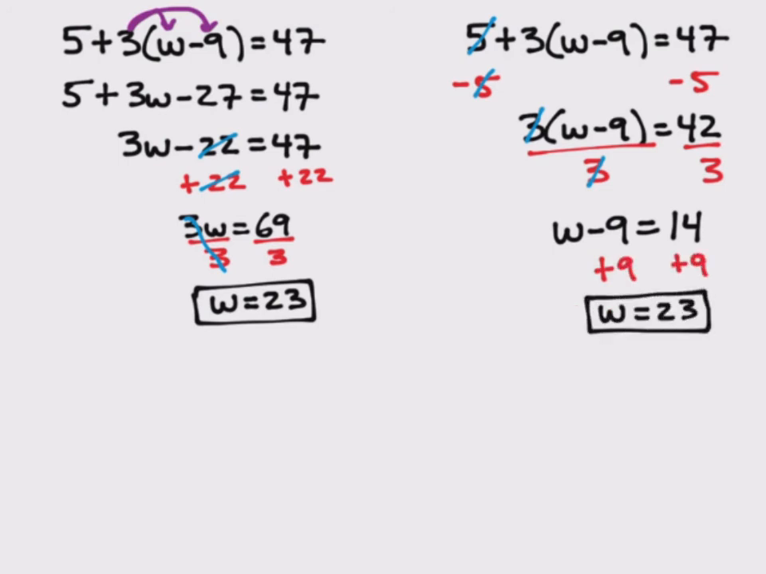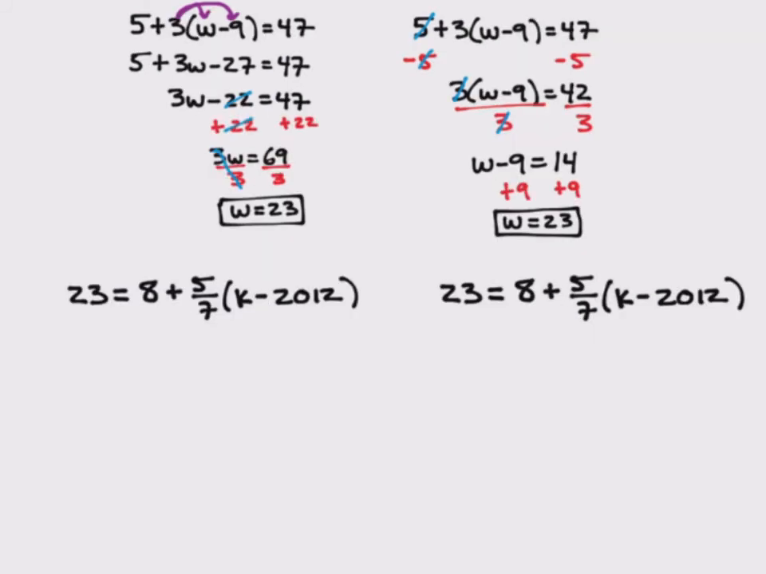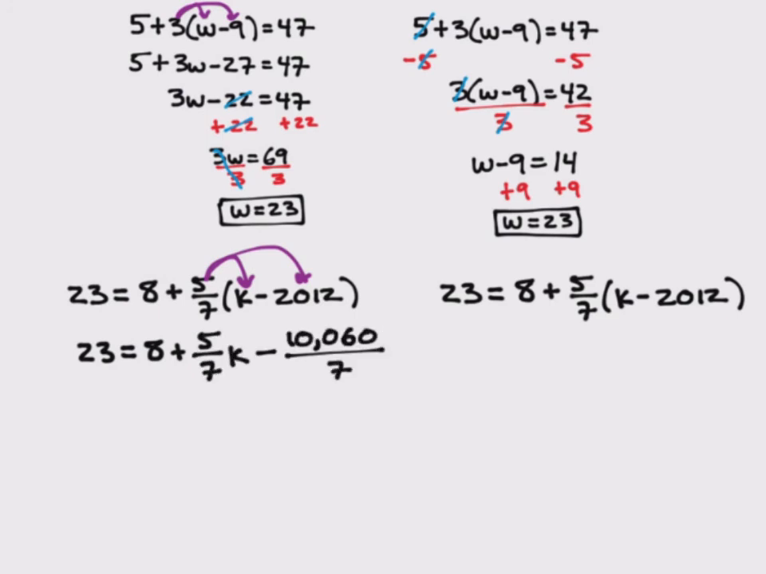Alright, now, those weren't so bad. But imagine that this 3 in both cases were something like a nasty fraction. I don't know, maybe 5/7 or something like that. Now, we may have the impulse to go ahead and actually distribute this 5/7 to both the k and the negative 2012, but that's going to leave us with the equation 23 equals 8 plus 5/7 k minus 10,060 over 7?